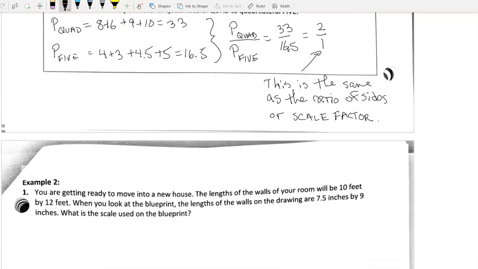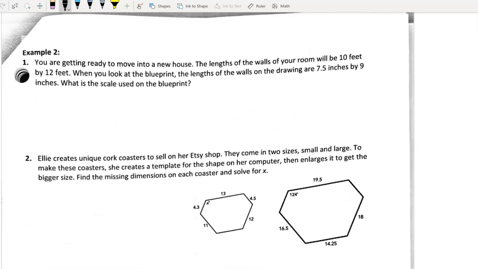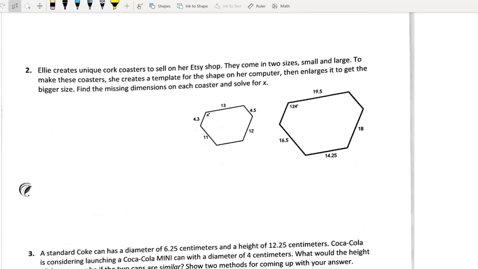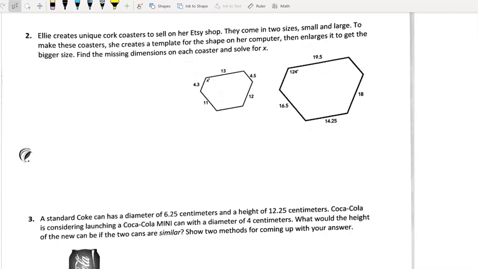Alright, let's look at one more here, and then I'll leave you to finish the rest of the notes on your own. Remember to feel free to get help when you need it. Other creates unique cork coasters to sell on her Etsy shop. They come in two sizes, small and large. To make these coasters, she creates a template for the shape on her computer, then enlarges it to get the bigger size. Find the missing dimensions on each coaster and solve for x.